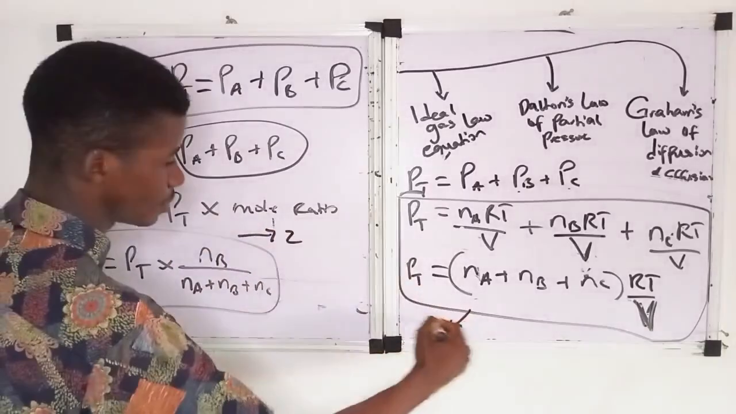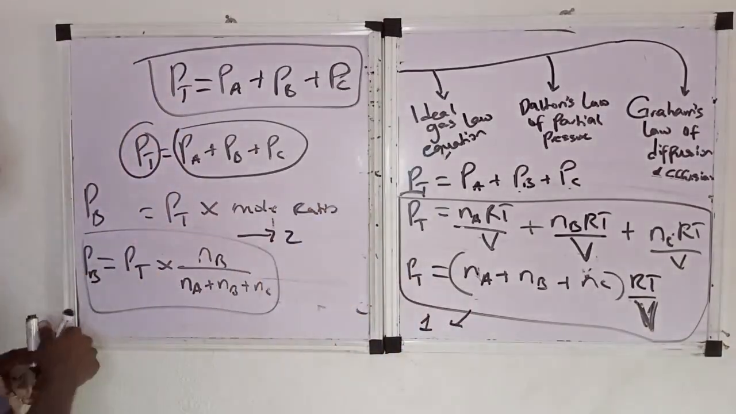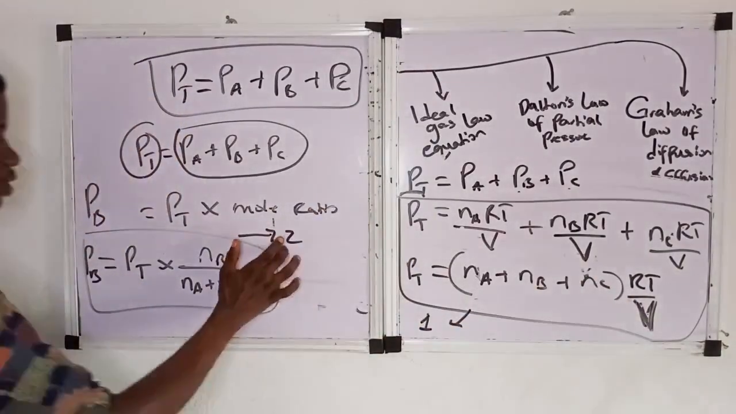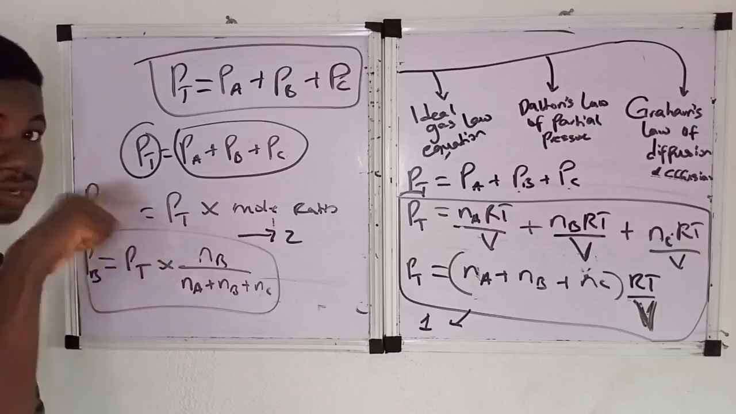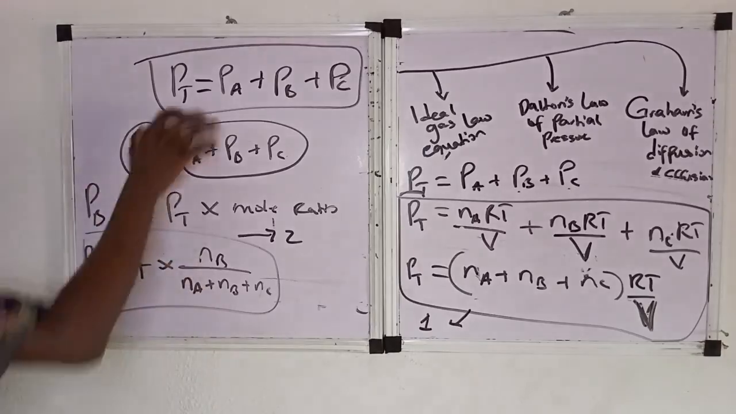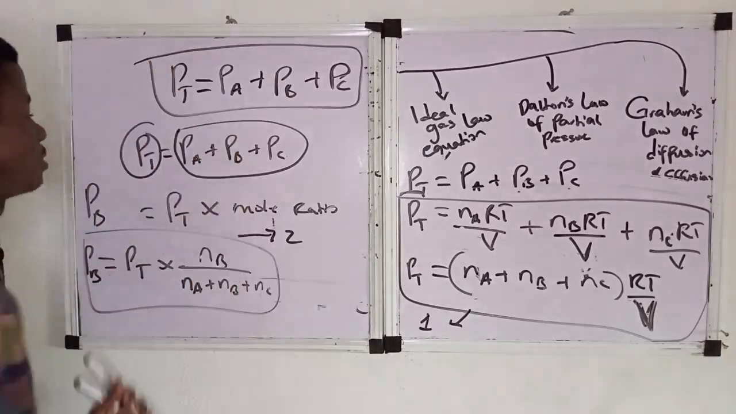Formula number one is used when they ask you to calculate the total pressure. This is number two: when they ask you to calculate the partial pressure of one of the gases in the mixture.